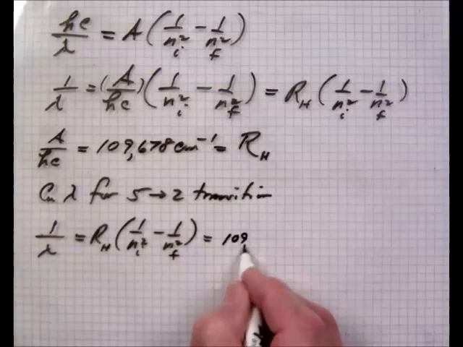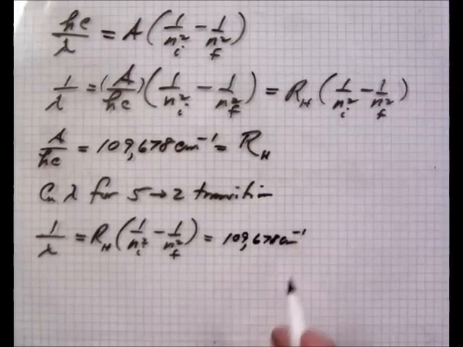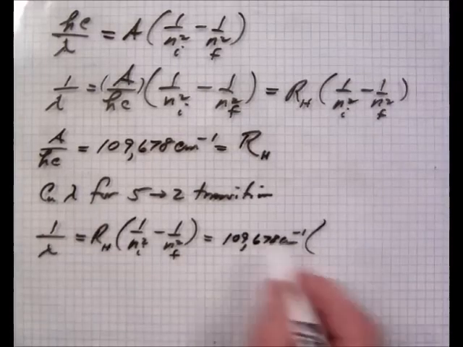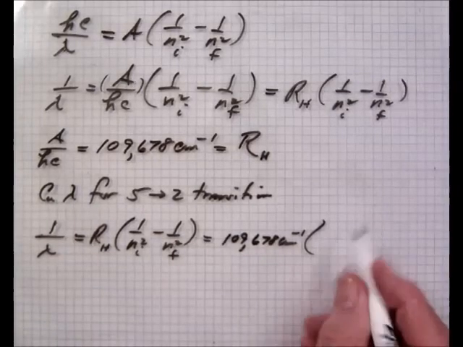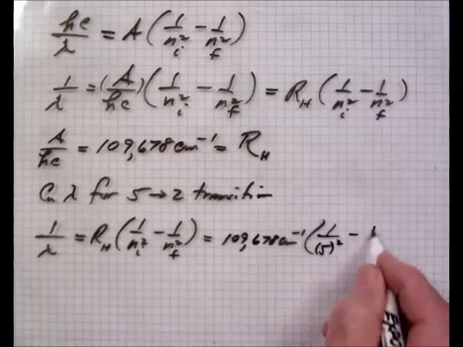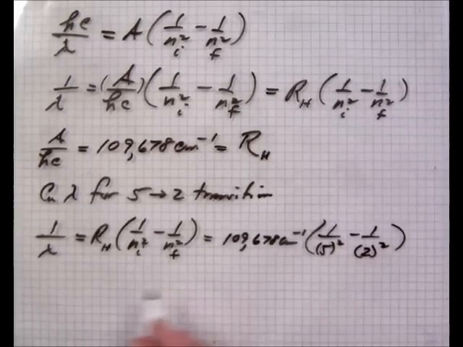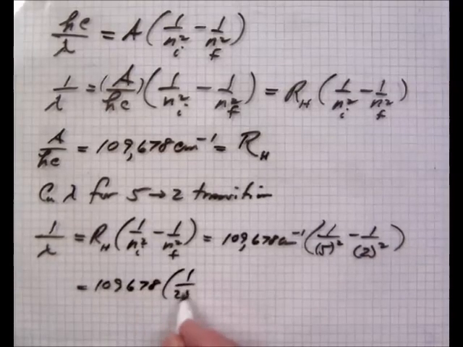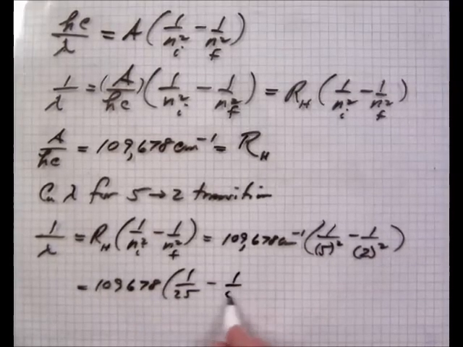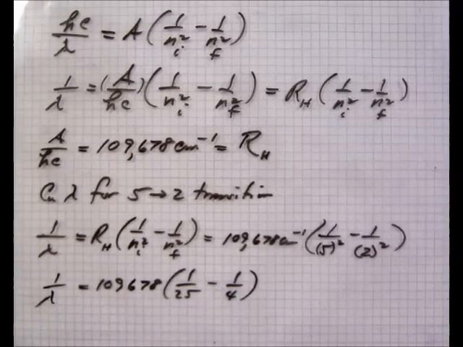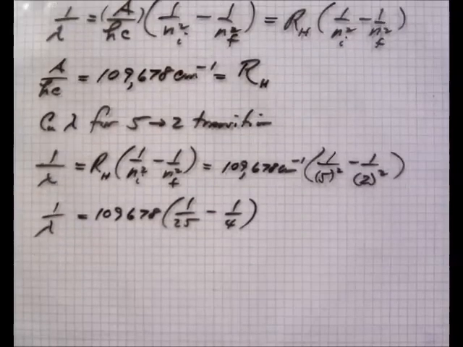So this is 109,678 centimeters to the minus 1. Incidentally, this is the slope of a certain kind of graph. It's really easy to derive. Initially, you're at 5 squared and final 2 squared. So this is 109,678 times 1 over 25 minus 1 over 4. Now, it'll come out negative, but you don't have negative wavelengths, so just change it. It's just the way the equation works.